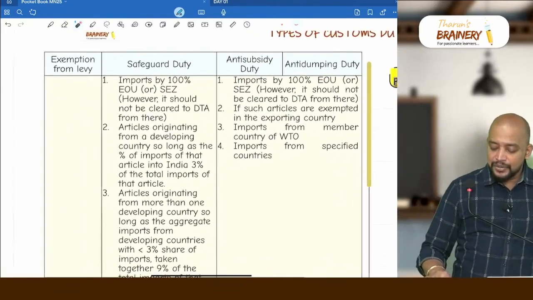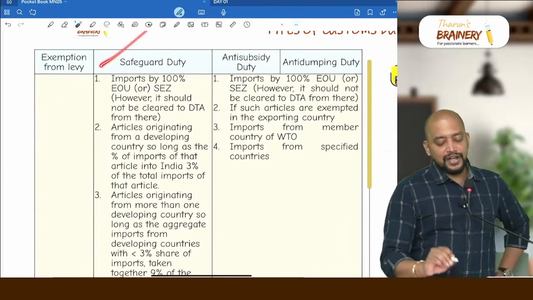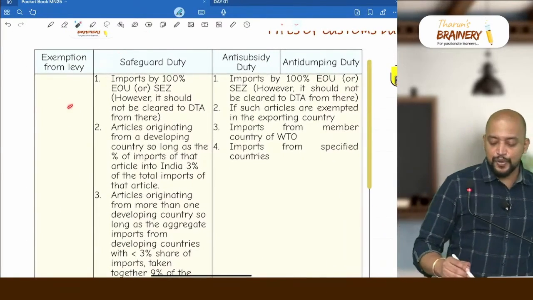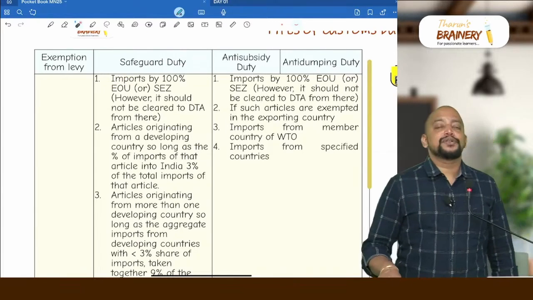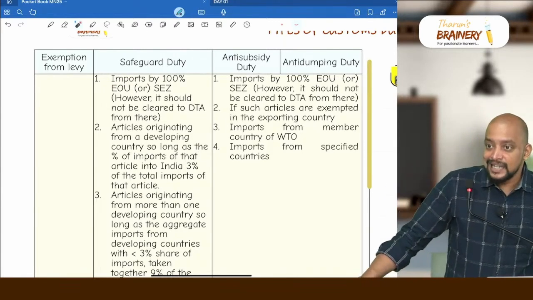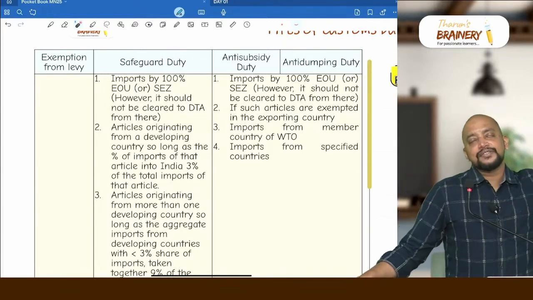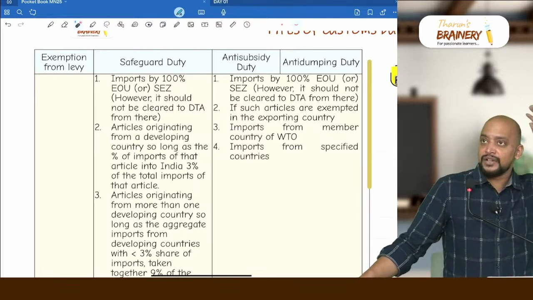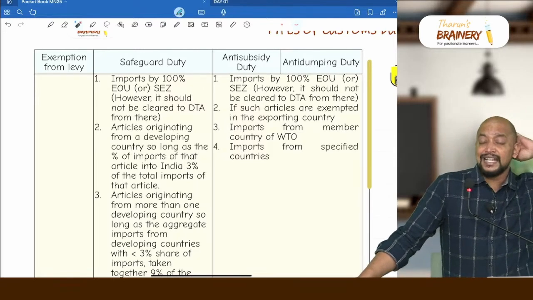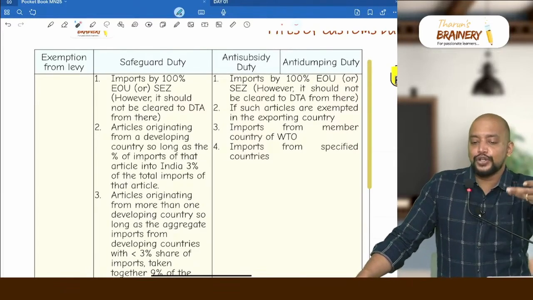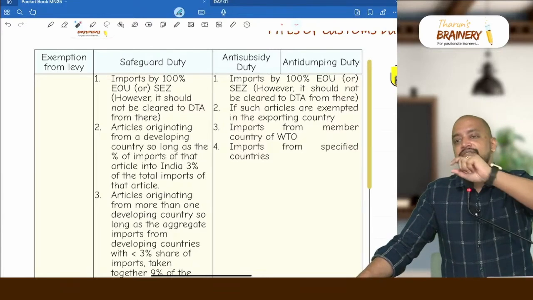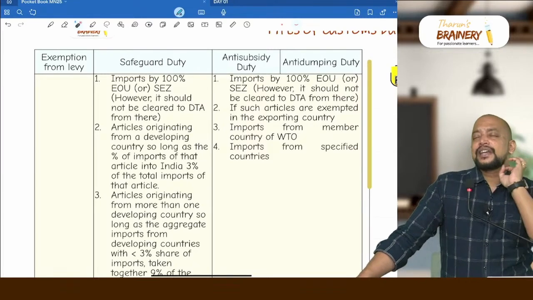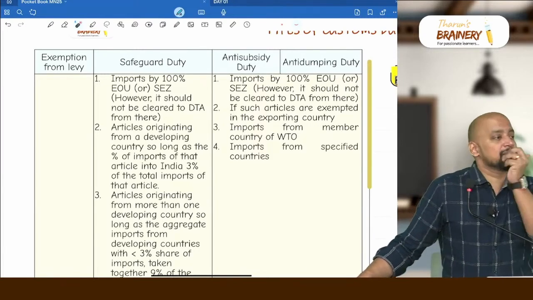Then exemption from levy. In case of safeguard duty, we have a few exemptions. Point number 1, if imported by a 100% EOU or SEZ, then there is nothing. This point is common for all the three. If you observe, it is common for all three. However, if it is cleared from EOU or SEZ to DTA, then we need to pay.